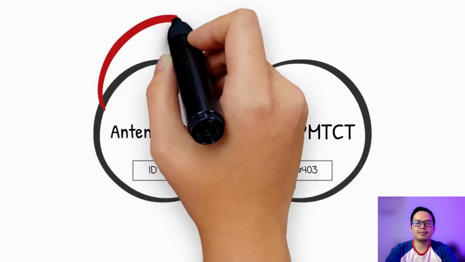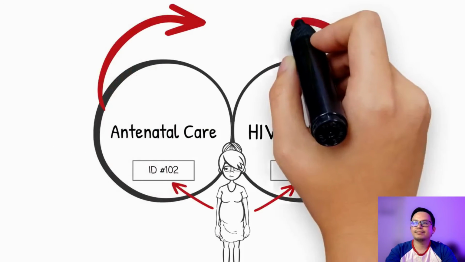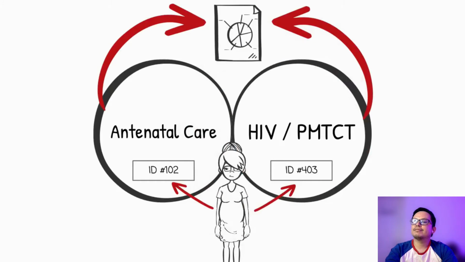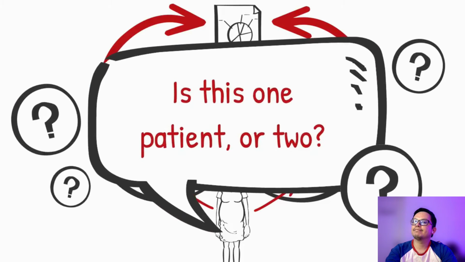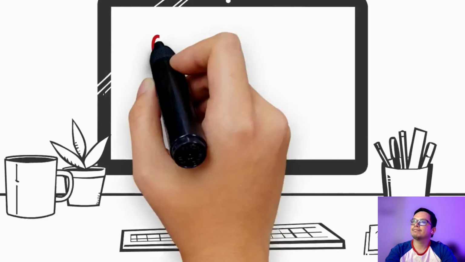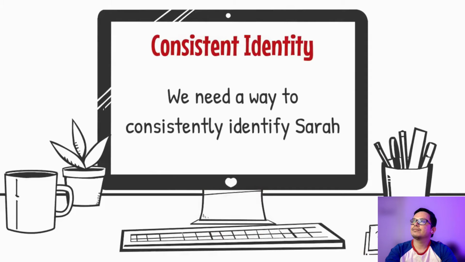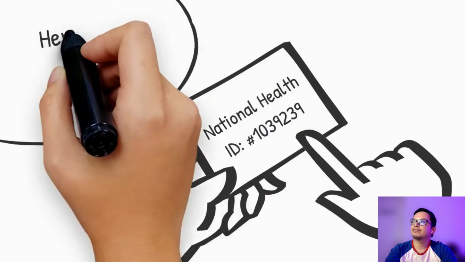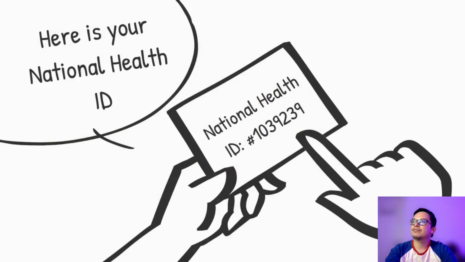That particular vertical. But imagine if we want to share Sarah's data, say for a report, between these healthcare verticals. From an integration perspective, the system receiving the aggregated data would have to ask the question, is this one patient or is it two? To solve this, we need a consistent way of identifying Sarah across systems. A national identifier is one such way we can accomplish this.